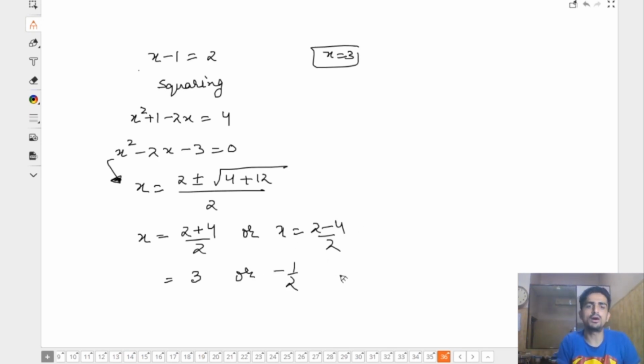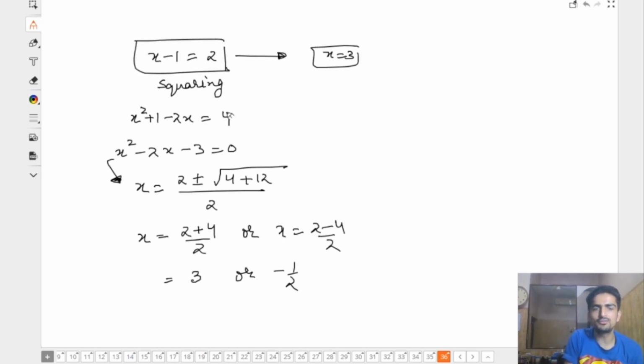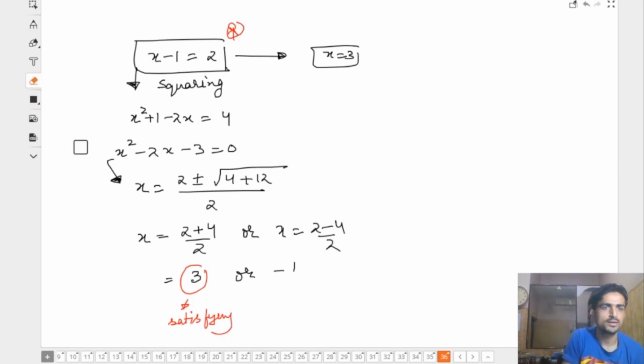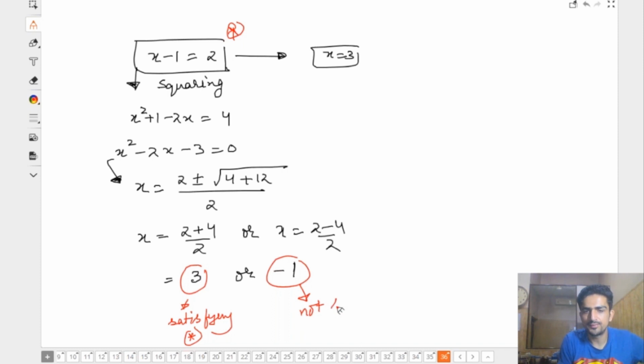Now how come that be true? One equation I solve one way, I get one solution. I solve another way, I get two solutions. And clearly here you will see 3 is satisfying the original equation. You can check it. Whereas if you check minus 1, just put it in the equation, it is not satisfying the original equation.